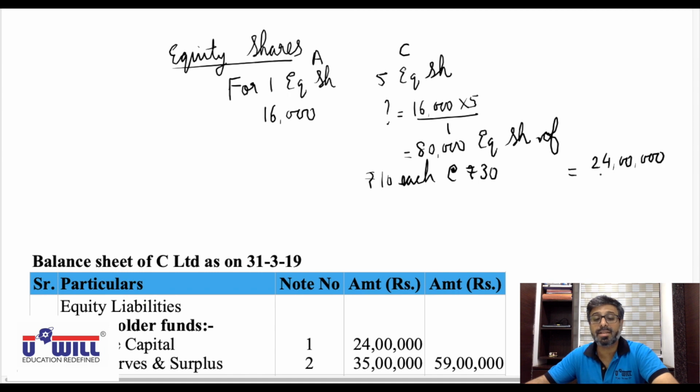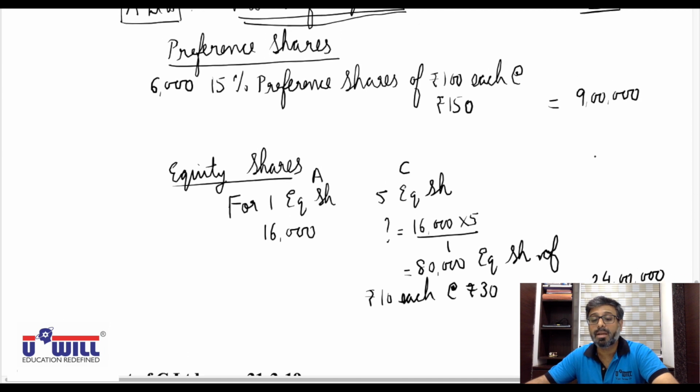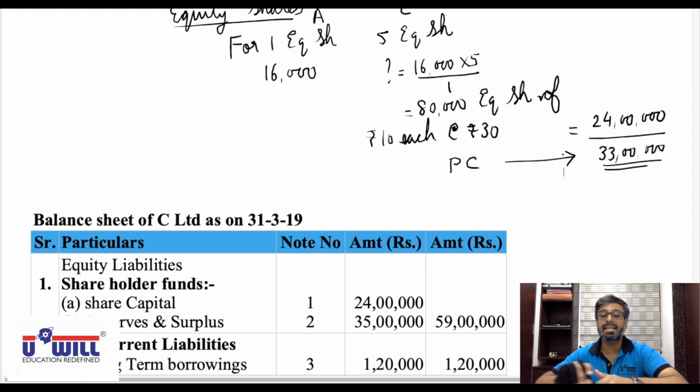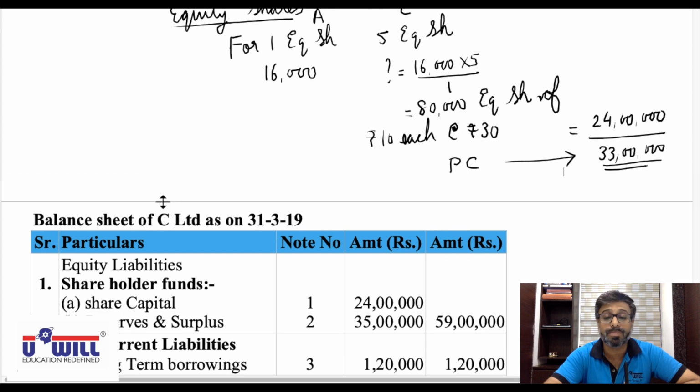80,000 equity shares at 30 rupees, that is 24 lakhs, plus 9 lakhs of preference shares. So what is the total amount we are going to pay to the liquidator of A Limited? 33 lakhs. Purchase consideration of A Limited company is 33 lakhs. Now exactly the same way, all of you find purchase consideration for B company on your own.